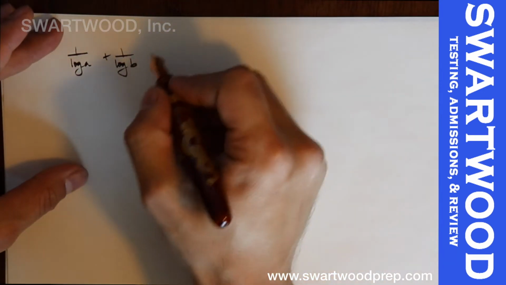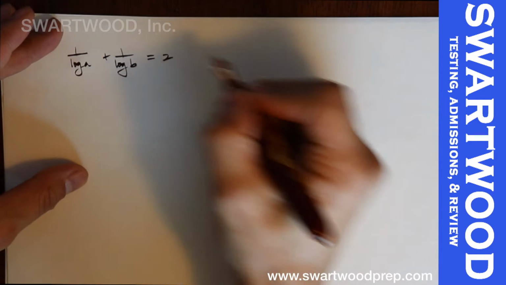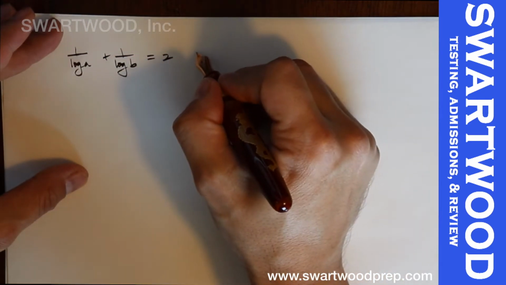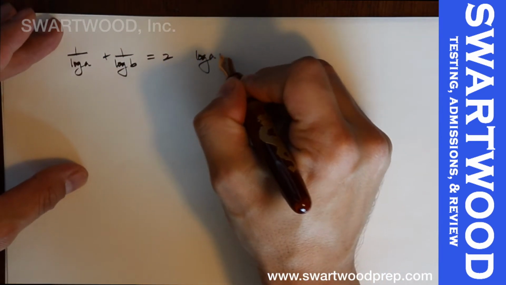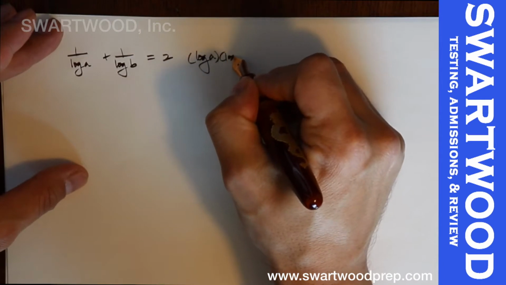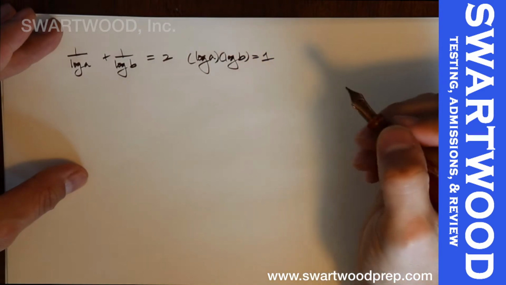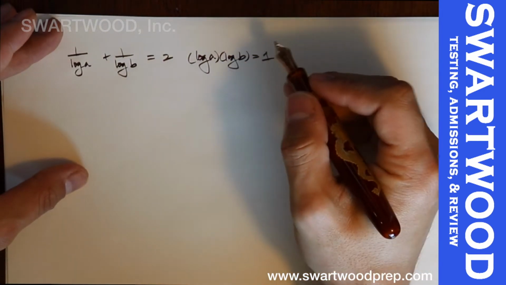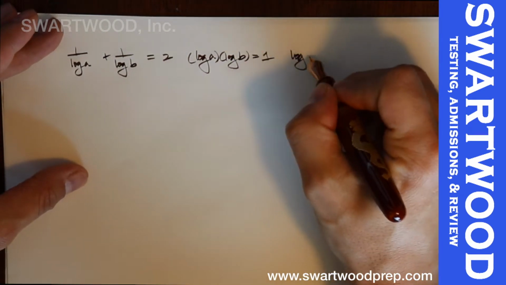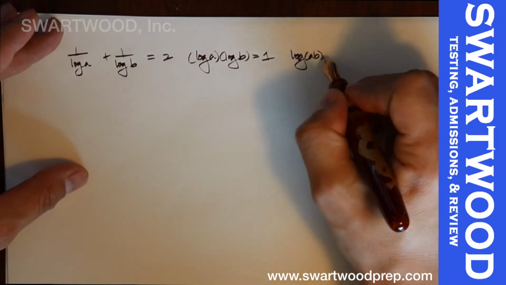Hopefully the camera could pick that up well enough. Okay. And let's say it's equal to 2. And they give us a couple of conditions. So 1, they tell us that log of A times log of B is, let's say, 1. Okay? And then the question for us in this case is going to be, then what is the log of A times B? Okay?